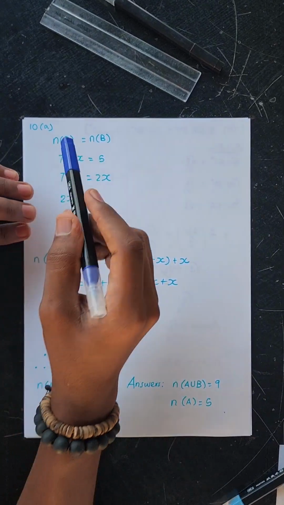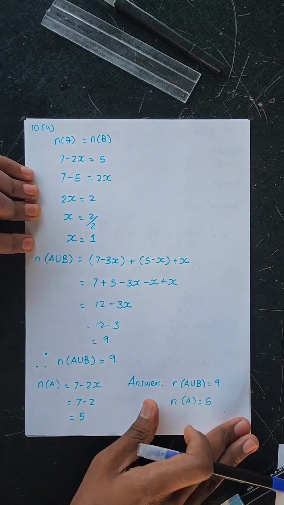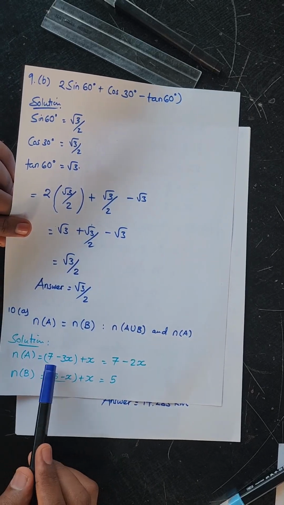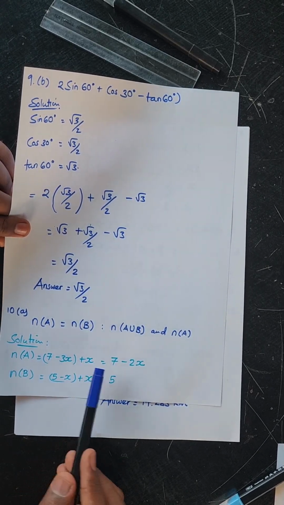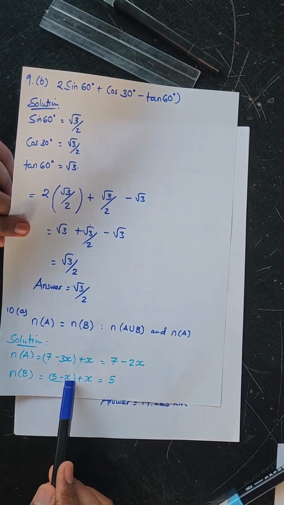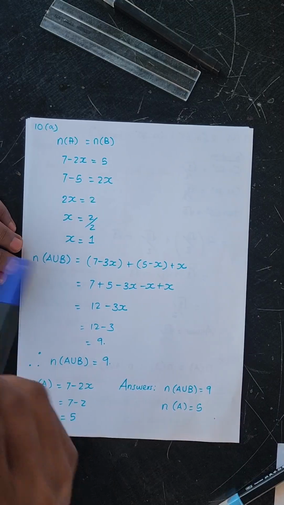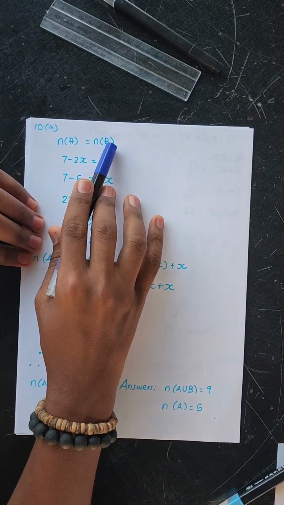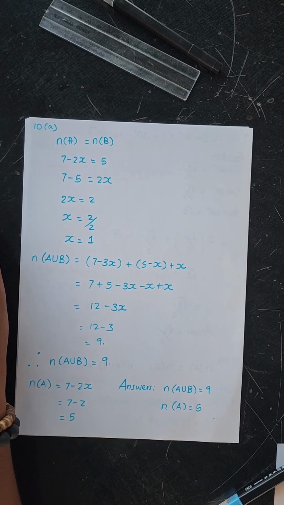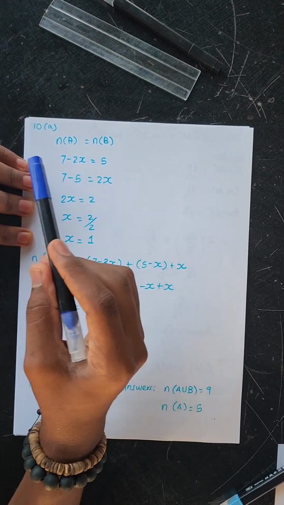So first of all, we needed to calculate the value for n of A, and that was done here. So n of A equals 7 minus 3x plus x, which gives us 7 minus 2x. N of B equals 5 minus x plus x, which gives us 5. And then we need to equate these two values because the question says if the number of elements in set A is equal to the number of elements in set B, so these two values are equal to one another, we solve and we find x.